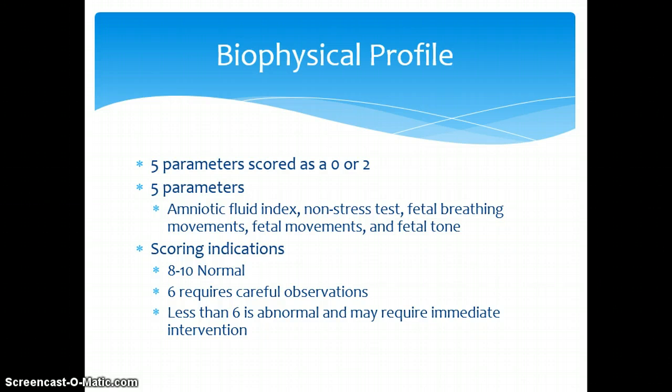If you look at table 9.1, you can see the variables of the non-stress test, what would be an indication of a normal score of 2 or a score of 0. Also the scoring table of what an 8 to 10, 6, and less than 6 mean. All is located in table 9.1.